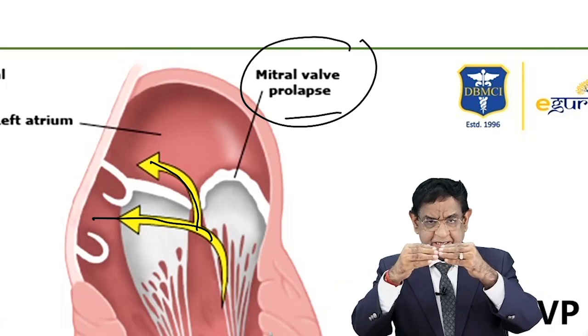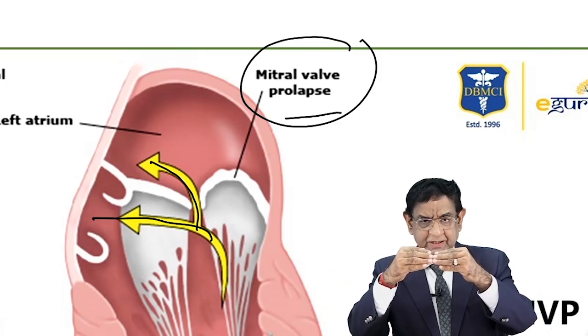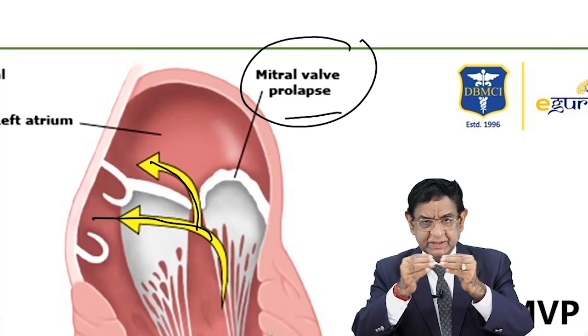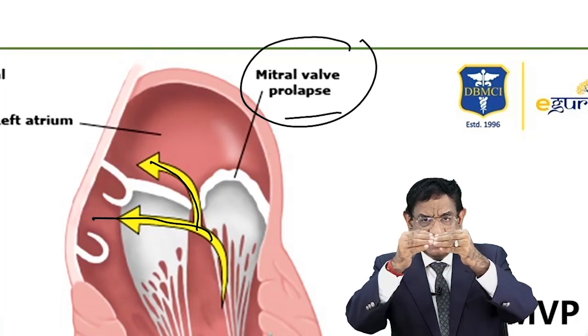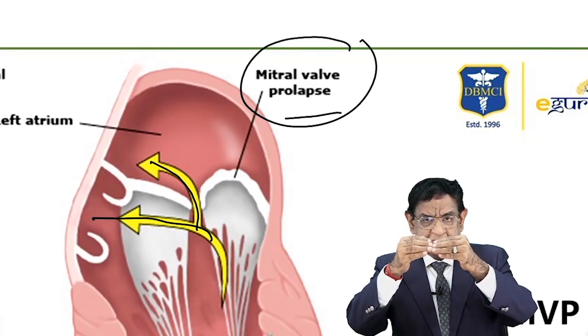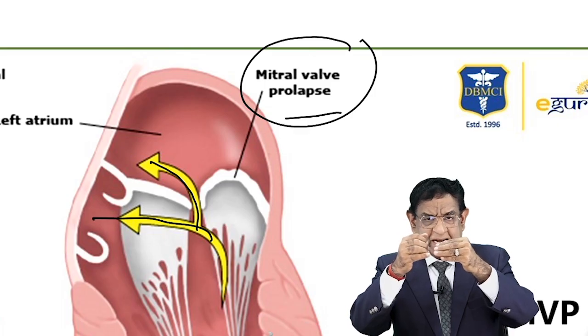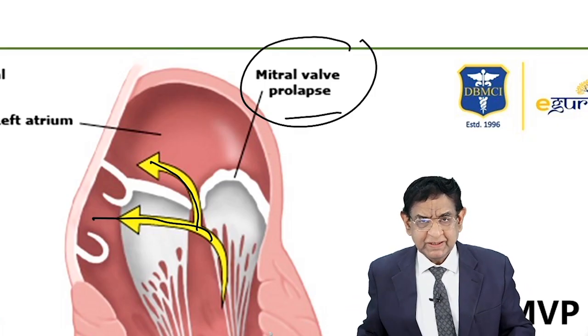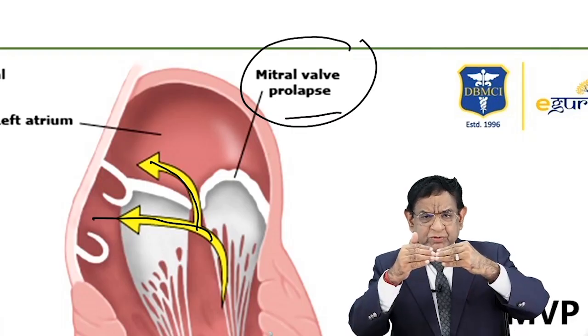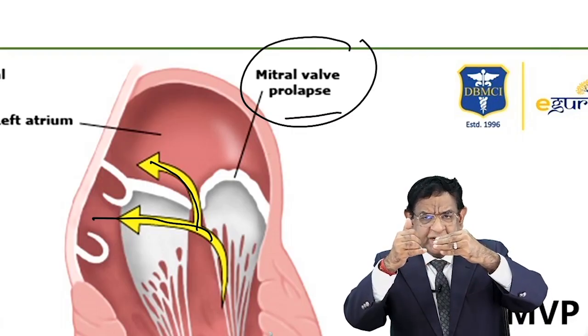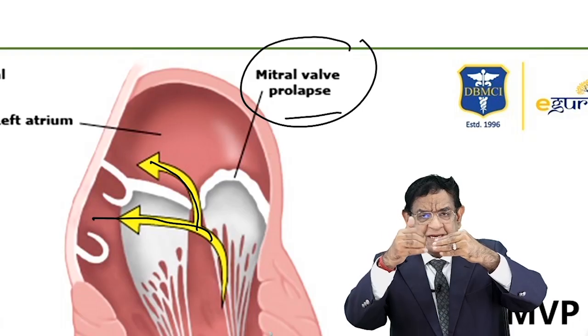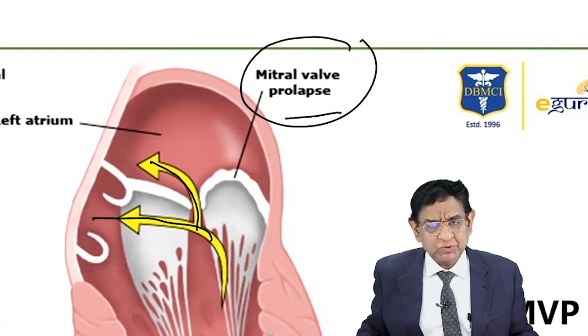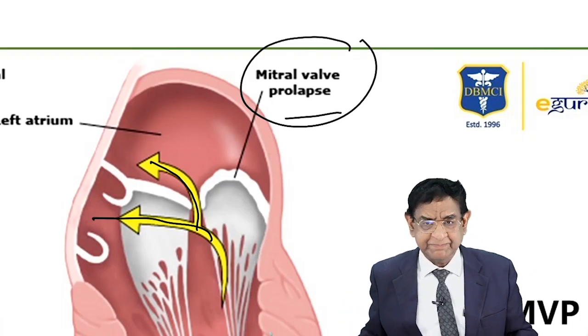Keep your finger straight. Now you keep your finger straight and the right hand finger you bend it. What are you finding? A gap is there. Automatically, definitely when you flex your fingers, it will be creating a gap. That is the so-called mitral valve prolapse.